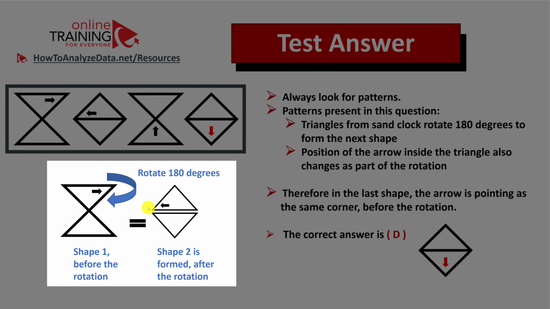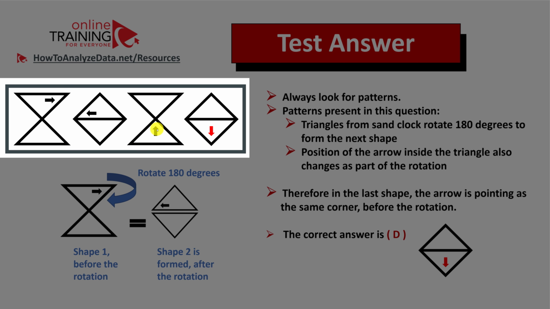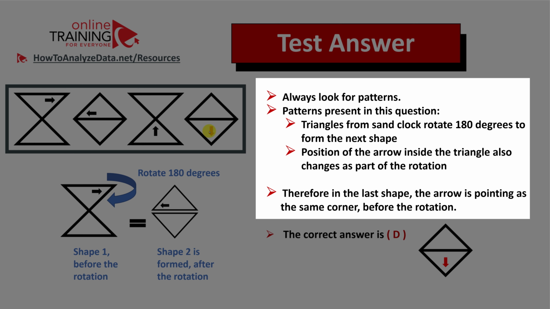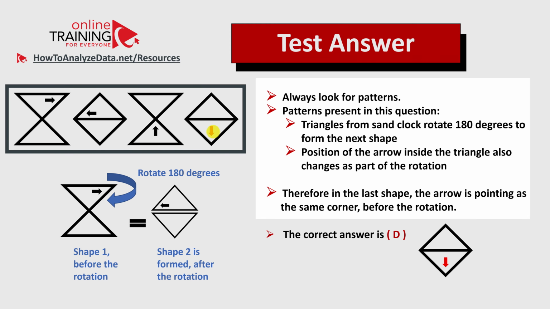Once you figure out the pattern, you know exactly how to calculate the location of the arrow in the shape number 4. Let's recap. Always look for patterns. Patterns presented in this question consist of 2 items. Triangles from the sand clock rotate 180 degrees to the next shape. And position of the arrow is determined based on the rotation. This is why the next shape will be the one with the arrow pointing at the same corner as it was before the rotation. Hopefully you've nailed this question and now know what to look for on the real test.